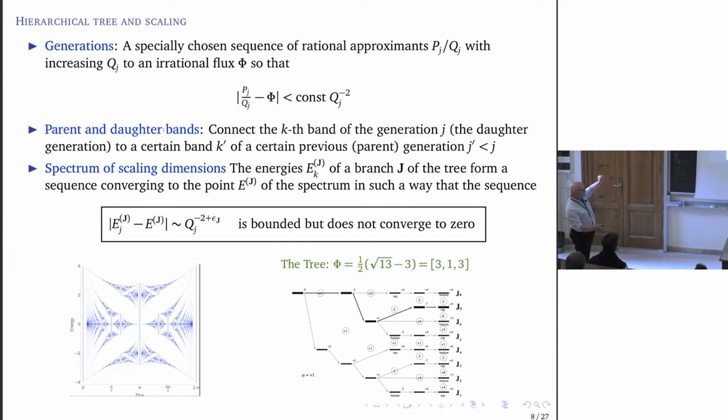Bands, infinitely many gaps. Okay, but let's consider a certain sequence of rational numbers which converge in some sense to this irrational number. The sequence could be rather complicated, but for that one, it's pretty simple. It's a continued fraction 1, 1, 1, 1, 1. So we just cut them up by levels and it produces an approximation. For a more irrational number, it's a much more complicated sequence. But for this one, it's simple. Consider this sequence. We already have an idea of applying metrics.